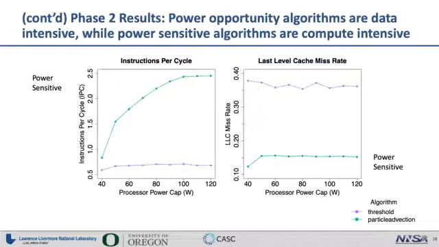The reason that particle advection is able to execute so many instructions in a given cycle is because it has a very low miss rate in the last level cache. And so this means that it's not needing to spend time grabbing data from the memory subsystem. It already has the data it needs and can continue executing.